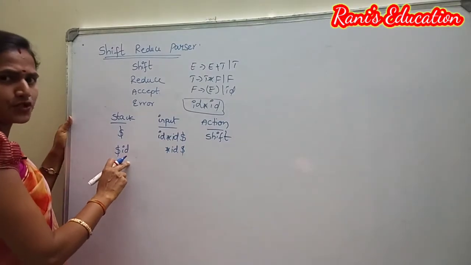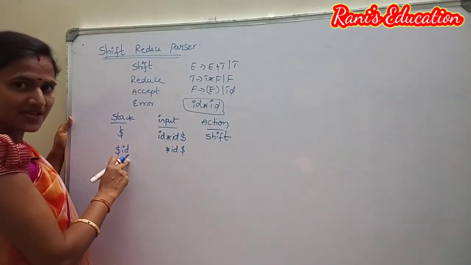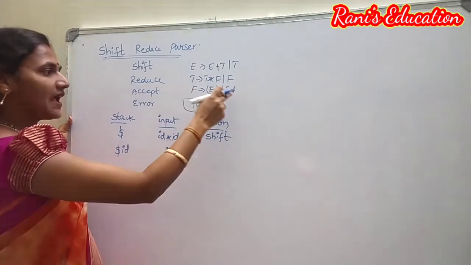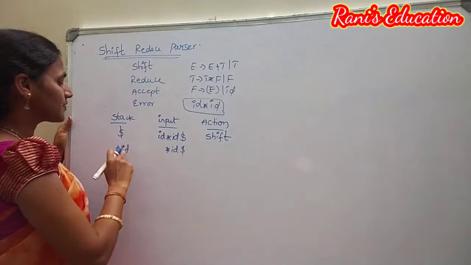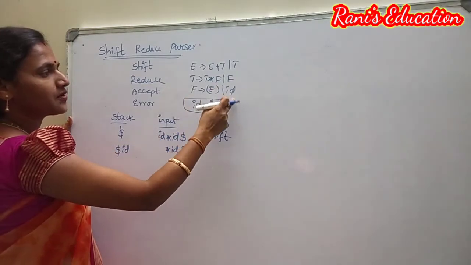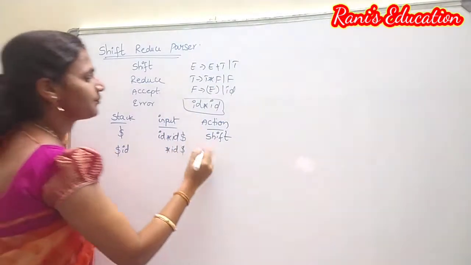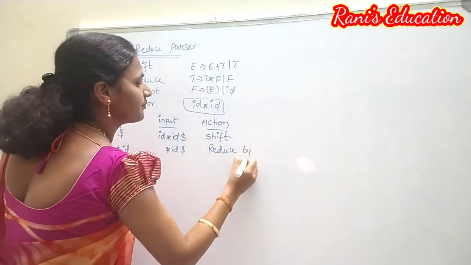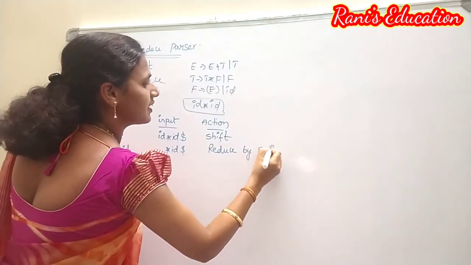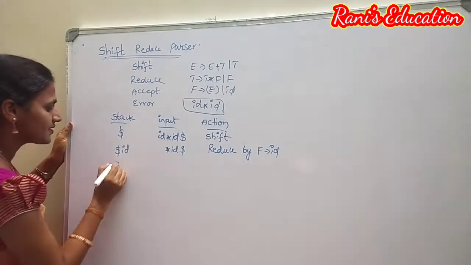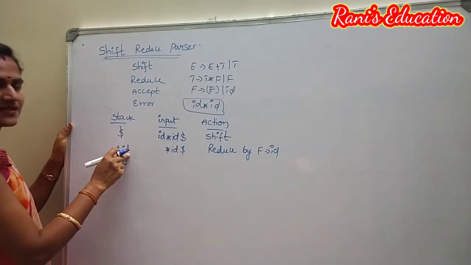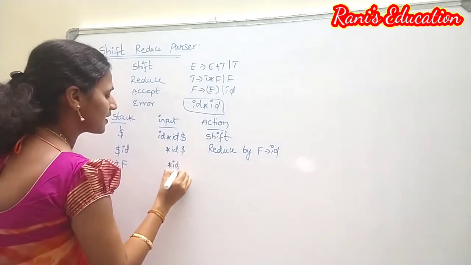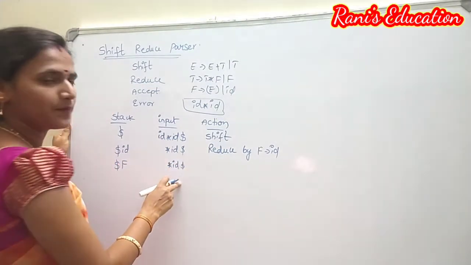Now you have to check, is there any possibility to reduce the top of the stack symbol with respect to the given grammar? Yes, we have a possibility to reduce this. So we reduce id by F. Now you perform the action reduce by the production F → id. Now the stack becomes F, where id is replaced by F. The remaining input is star id followed by dollar.